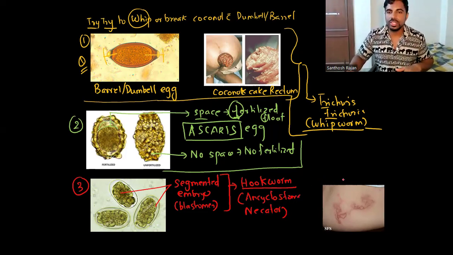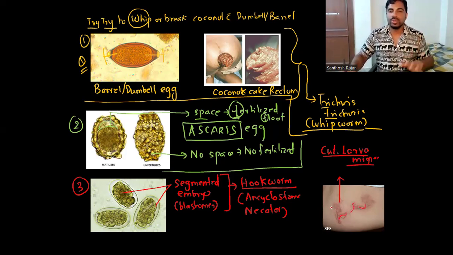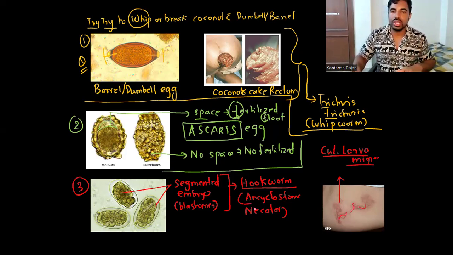What about this one? This is called cutaneous larva migrans. Cutaneous larva migrans can be caused by different things, but you see this larva is migrating inside, here and there. Usually it's caused by these same two only.